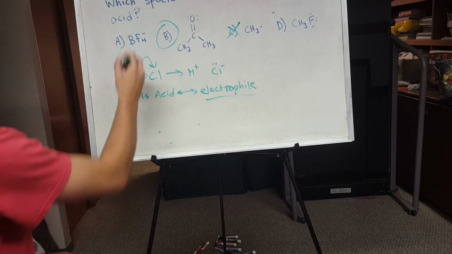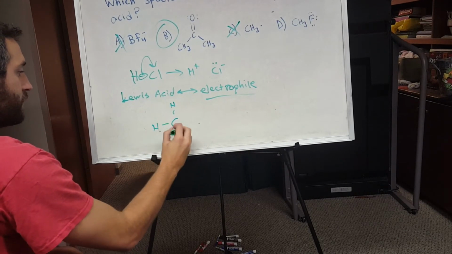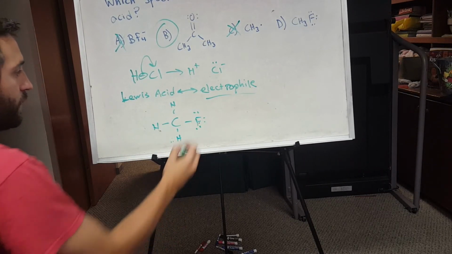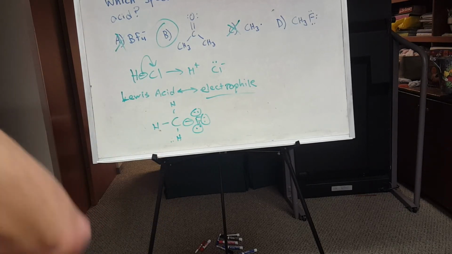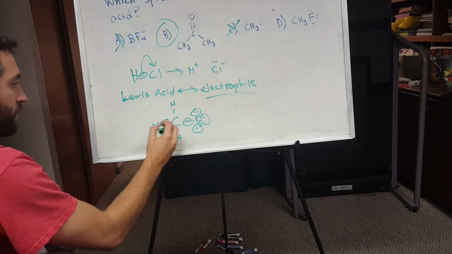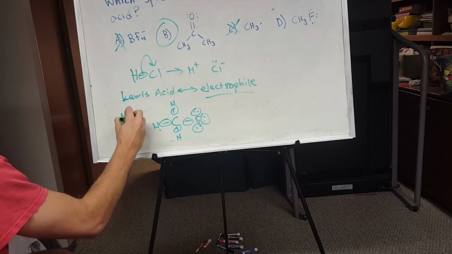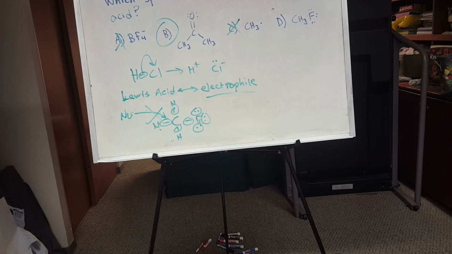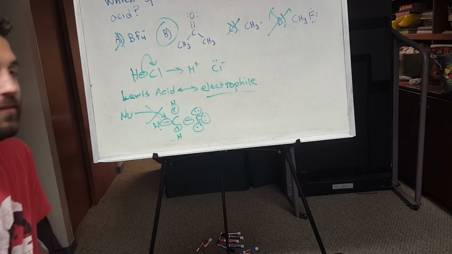CH3F, this one didn't work either. So C, H, H, H, F, right? F is like this, right? F meets the octet rule with 3 lone pairs and 1 bond, and C also meets the octet rule with 4 bonds. There's no room for a nucleophile to get in here, right? So it's not an electrophile, it's not a Lewis acid. So we can prove that too. And we're left with B as our answer.